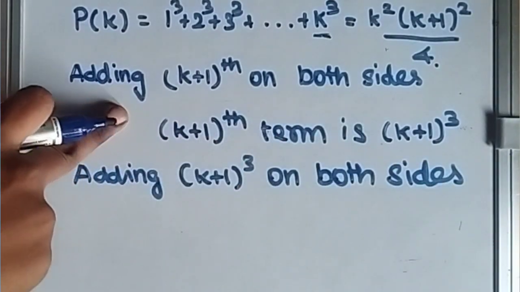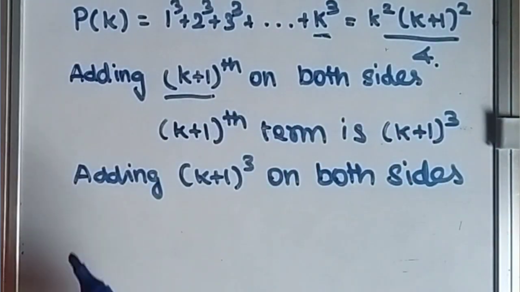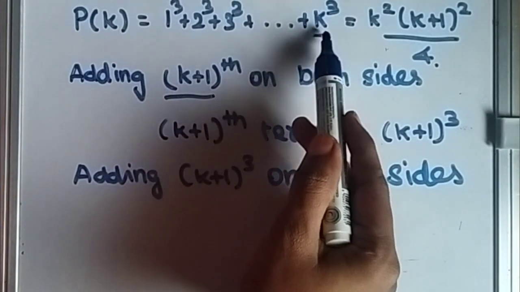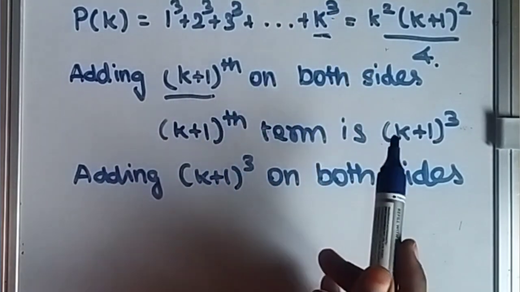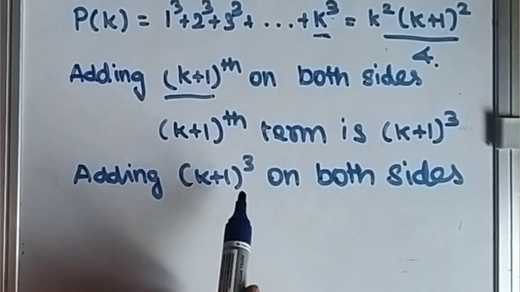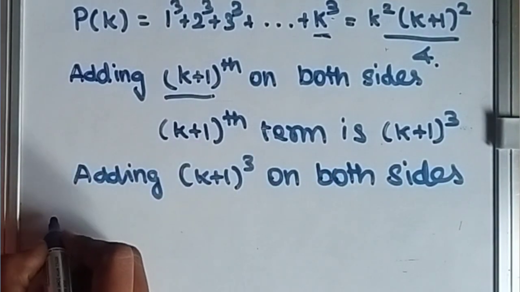So what we decided to do? We decided to do the k plus 1th term on both sides. For that, we have to know what the k plus 1th term is. Here the kth term is k cube, so the k plus 1th term is k plus 1 the whole cube. Right? Now we are adding k plus 1 the whole cube on both sides.